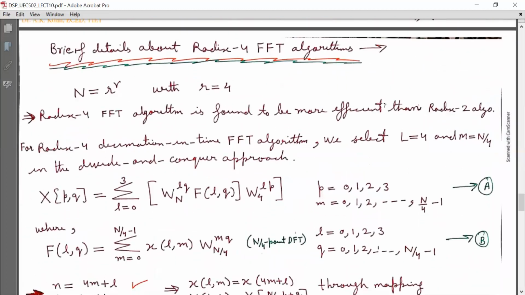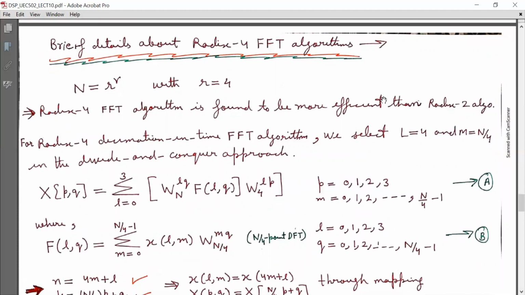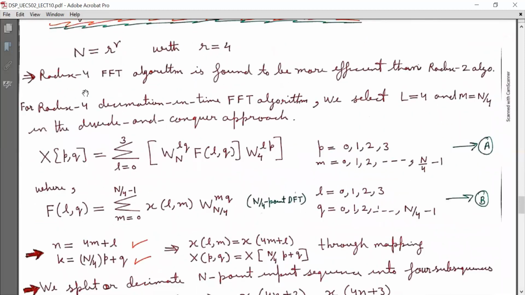Now basic details about the radix 4 FFT algorithm. Here n is equal to r raised to power v, with r equal to 4. The radix 4 FFT algorithm is found to be more efficient than the radix 2 algorithm. For the radix 4 decimation in time FFT algorithm, we select L equal to 4 and M equal to n by 4 in the divide and conquer approach, which was discussed in the last lecture in detail.